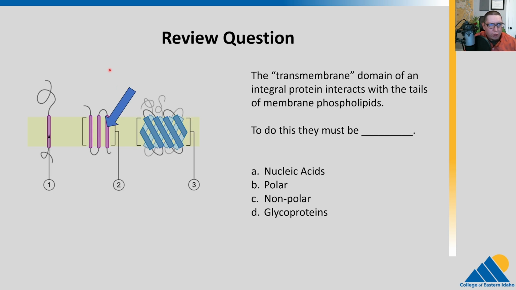All right, let's finish with a review question from last chapter. So here, the transmembrane domain of an integral protein interacts with the tails of membrane phospholipids. To do that, they must be which of these things? Go ahead and pause the video, think about that. To interact with the hydrophobic tails, they need to be nonpolar. So the transmembrane domain is often nonpolar here.